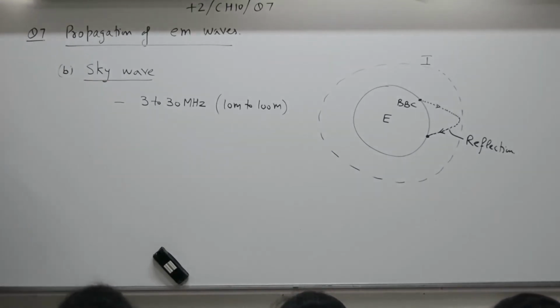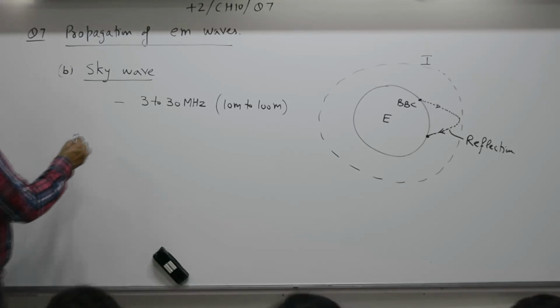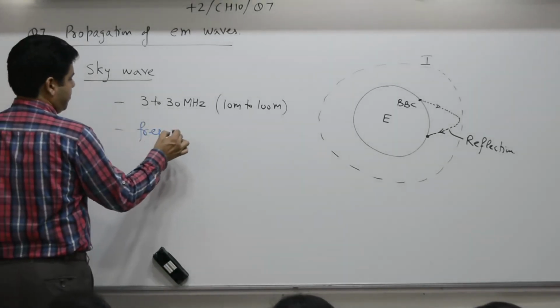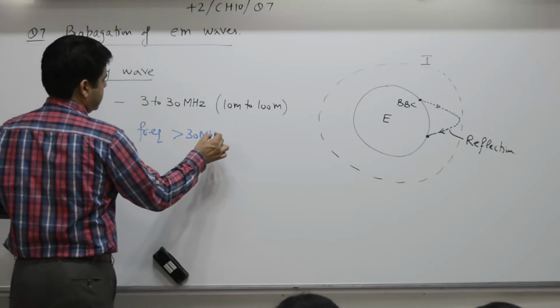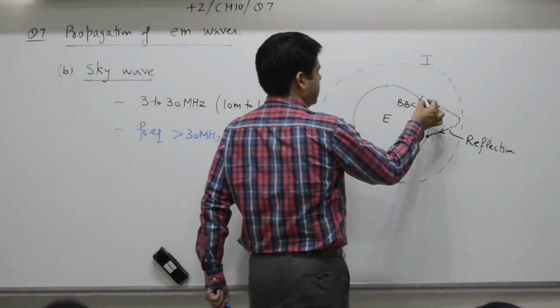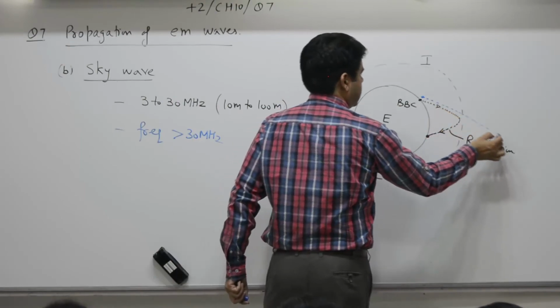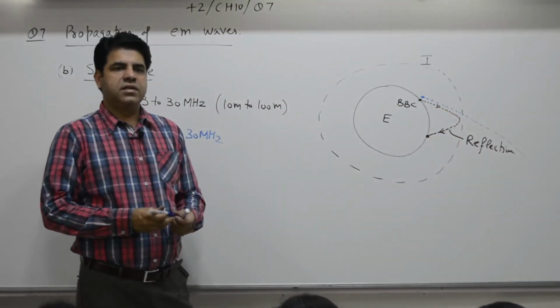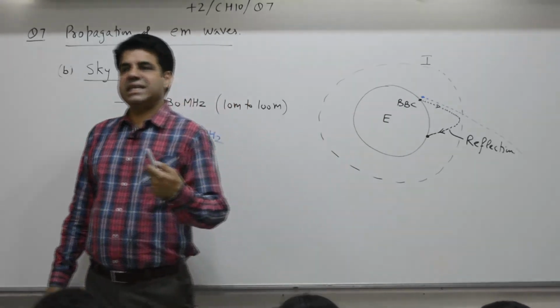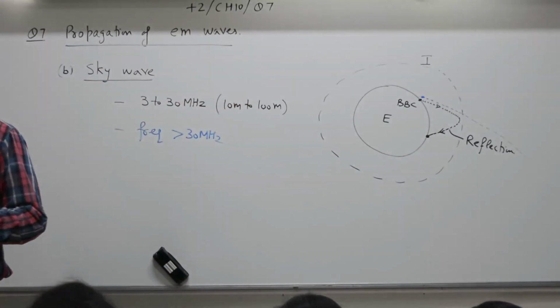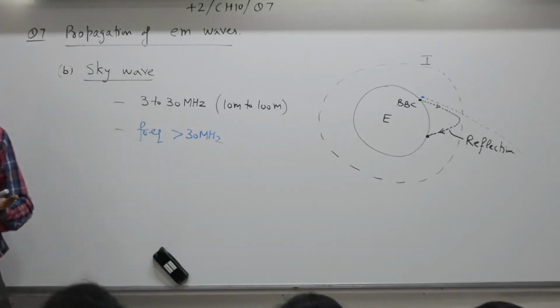Now, what if the frequency is more than 30? It is written somewhere, next line: electromagnetic waves with frequency higher than 30 megahertz penetrate the ionosphere. That means if you have frequency more than 30 megahertz, the chances that it gets reflected are less. If it does not come back after reflecting, then it is of no use.